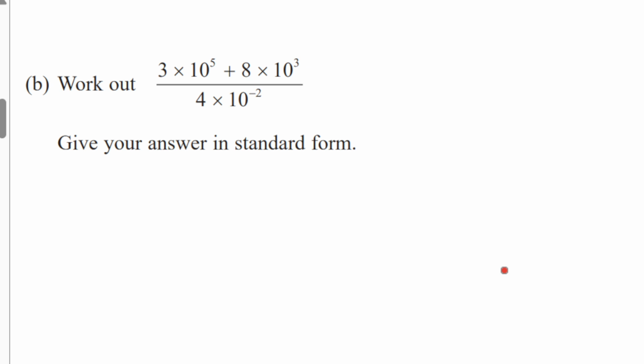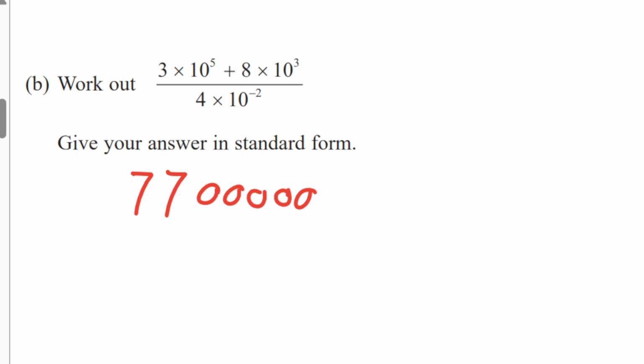plus 8,000. I just write it like that. It's easier for me. Divide by 4 times 10 to the power of negative 2, which is 0.04. Now, this gave me, on the calculator, 7, and then 1, 2, 3, 4, 5 zeros.